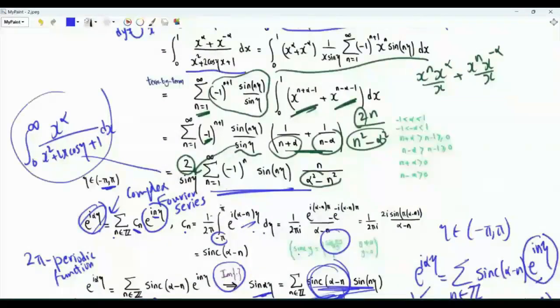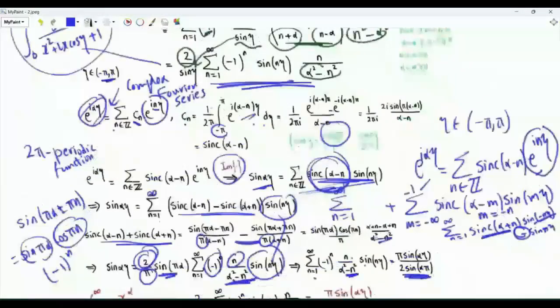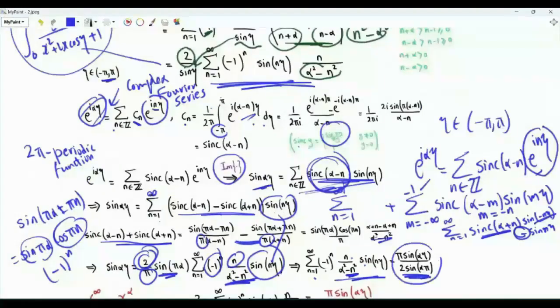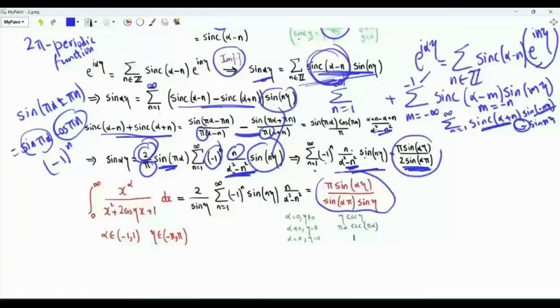Go back to our integral. We have 2 over sine eta, and we have this sum here, exactly like this one. The integral is equal to this quantity multiplied by 2 over sine eta. This is the result of our integration. The problematic cases of alpha equal to 0 or eta equal to 0 can be handled using a limit argument.